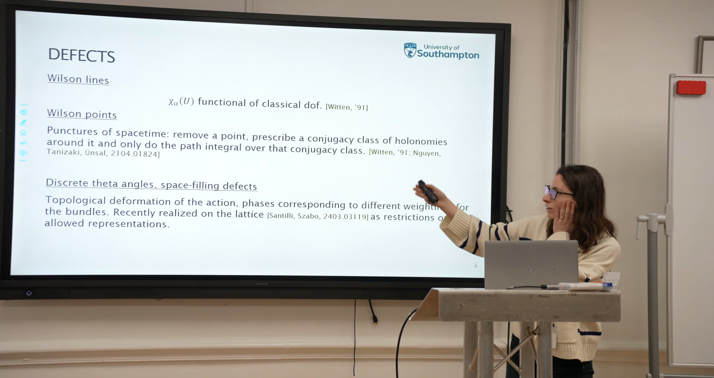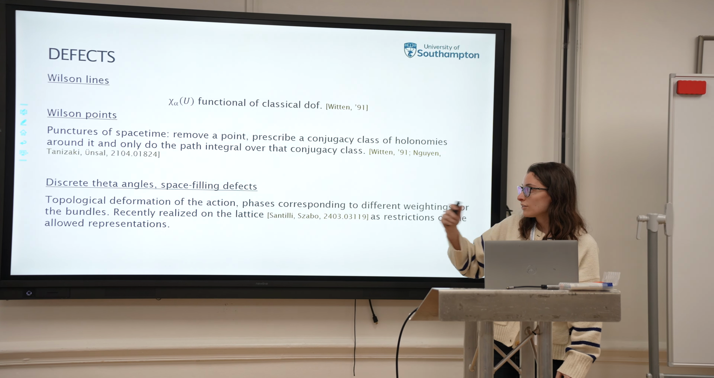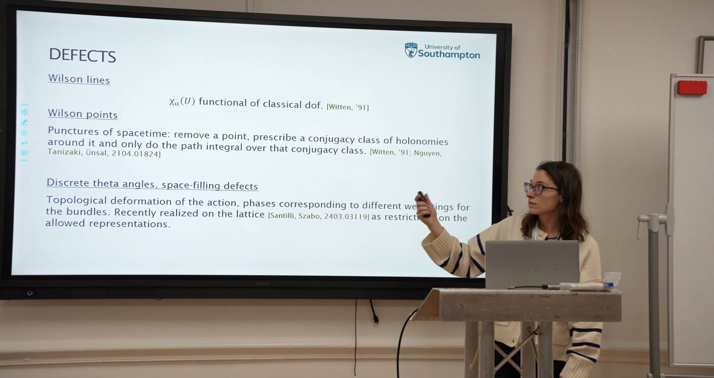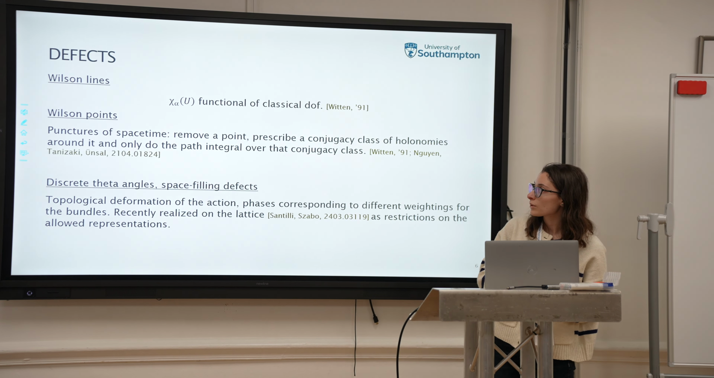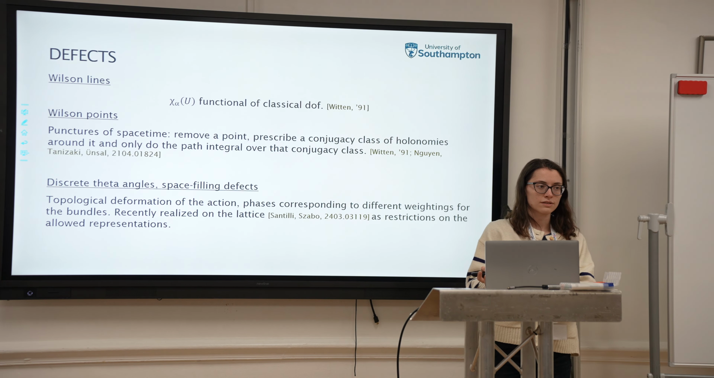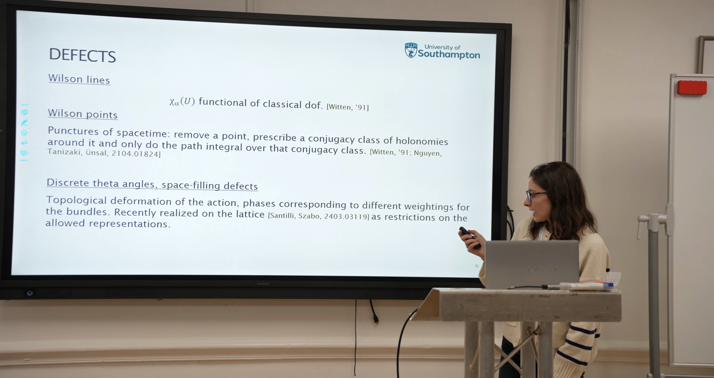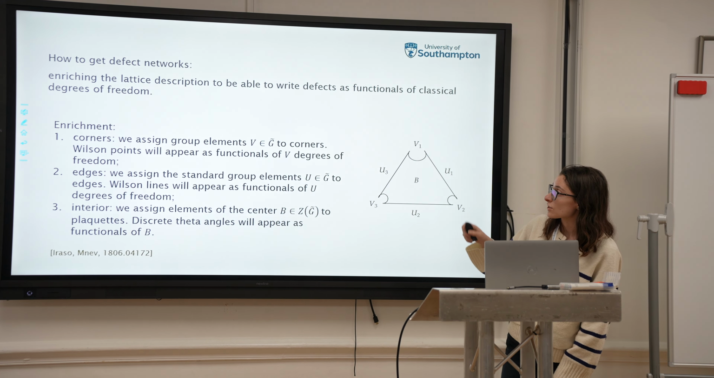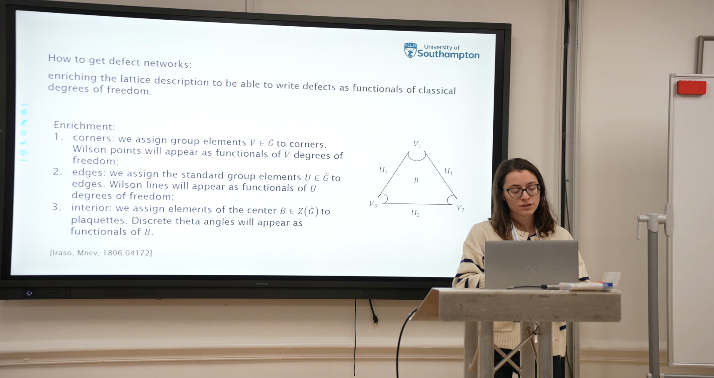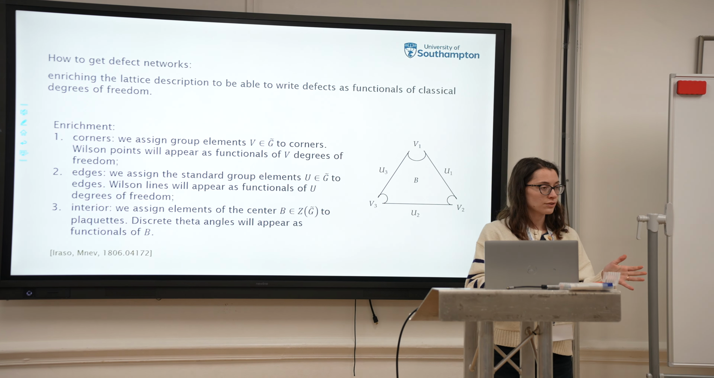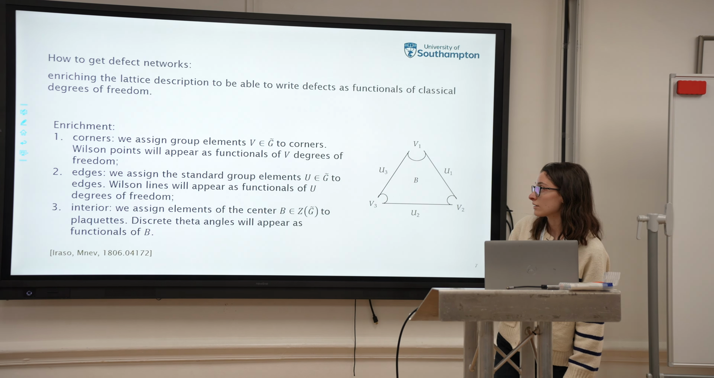As you can tell, all the defects are described in a different way. They're not on the same footing. So if we want to build defect networks out of these, it's not an easy task. So the first thing we wanted to do is to put all the defects on the same footing, to have a sort of unified description. And the proposal that we have is as follows. Our proposal is to enrich the lattice description by adding enough degrees of freedom to be able to accommodate all defects as functionals of classical degrees of freedom.